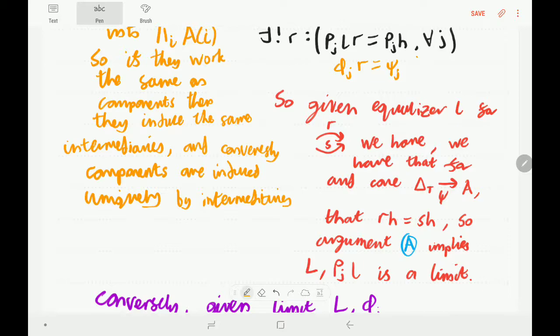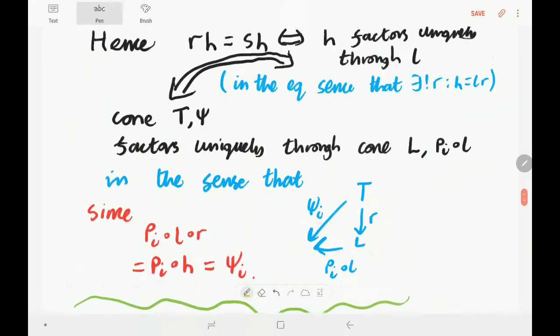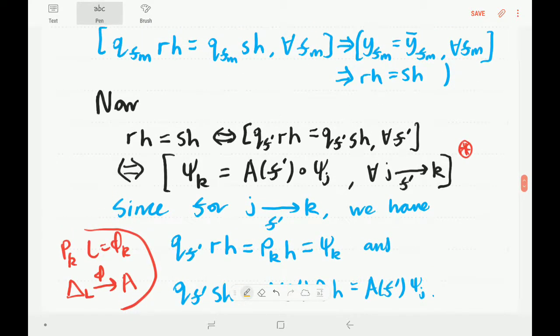then we want to show that we have this unique intermediary arrow from one to the other. So again, since this psi here is a cone, we can use our star thing again. So since it's a cone, we have this condition, which is equivalent to saying that RH equals SH.